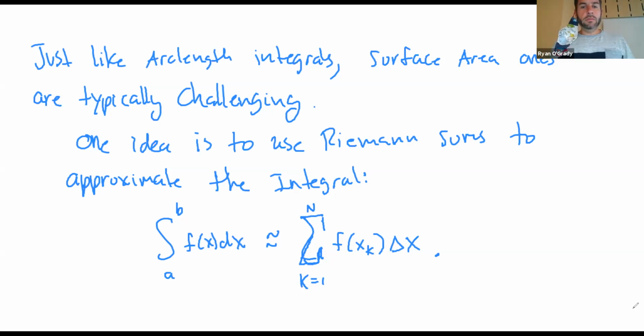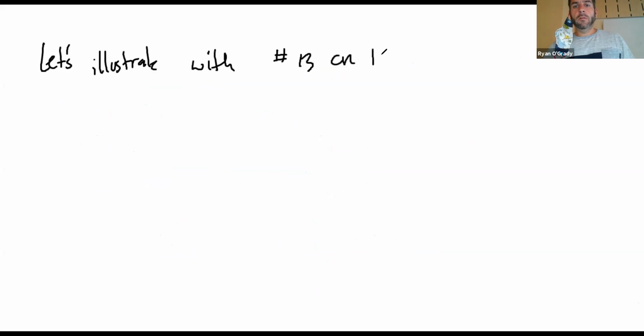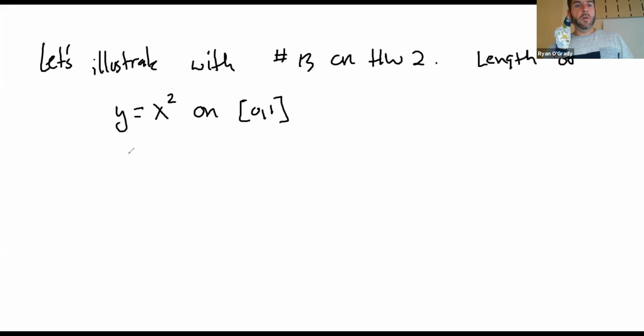Okay, so let's do an example. Let's illustrate this idea. Here we have y equals x squared on 0, 1. So let's write this down: the length of y equals x squared on 0, 1.